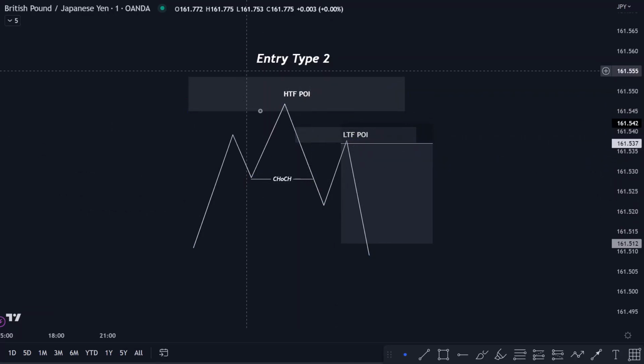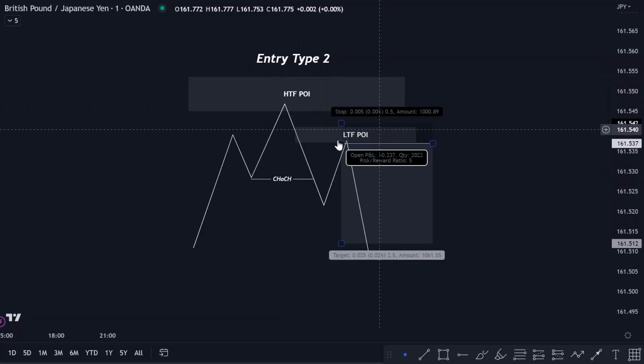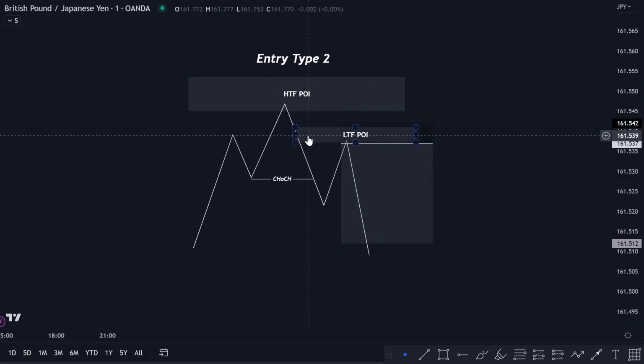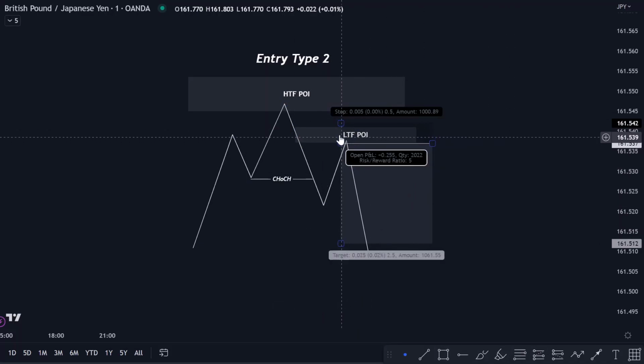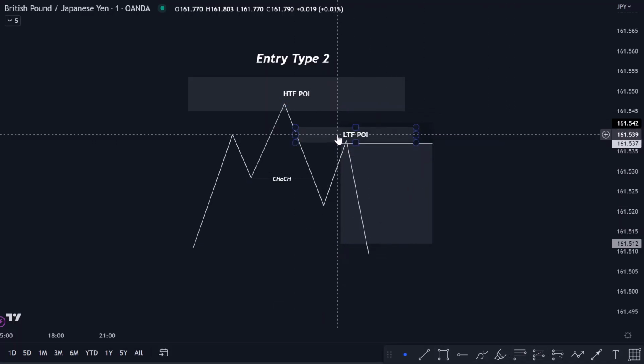So saying that you're using the 50 minutes for this POI, you can use the 5 minutes for this lower time frame POI. So just a lower time frame POI, it's either fair value gap, order block, breaker block, all of those points of interest. And now we're gonna mark this point of interest and we're gonna set our order at the beginning or at the middle. What I prefer is just below the middle of the fair value gap.